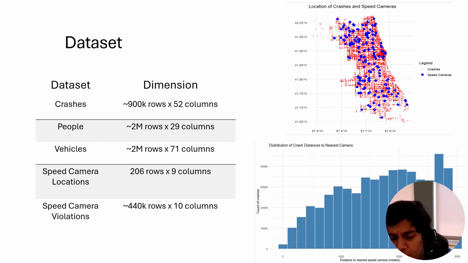In the bottom right corner, I am plotting a distribution of crashes in relation to their proximity to the speed cameras. So the closer you are to the speed cameras, the crash rate is significantly lower, but the further and further you get away from the speed cameras, the number of crashes goes up pretty high.